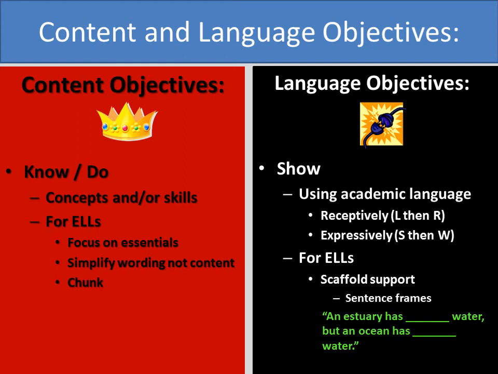So something as simple as a sentence frame can really show us that a student understands the content objective, but we've given them some supports with the language objective to make sure that we know what they can really know and do, and they've shown it to us.